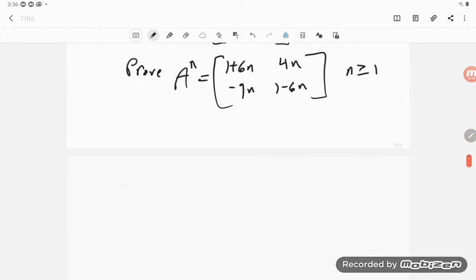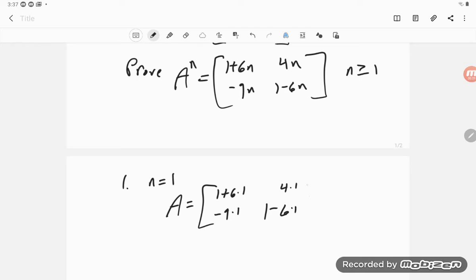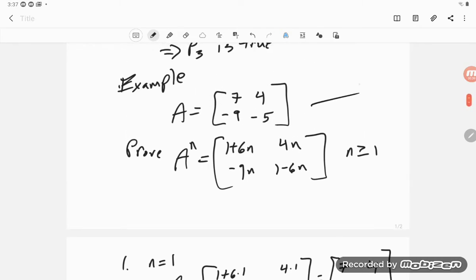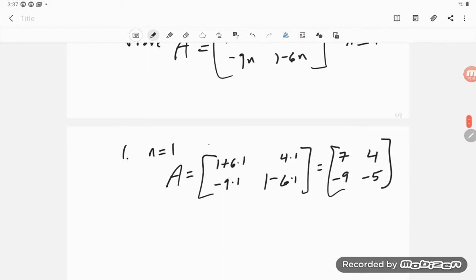Okay. Well, step 1, n equals 1. That would mean we need A to be equal to 1 plus 6 times 1, 4 times 1, minus 9 times 1, and 1 minus 6 times 1. But that would mean we need A to be equal to 7, 4, negative 9, and negative 5. But it is. So great. The case n equals 1 is true.